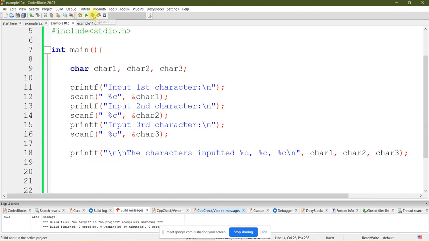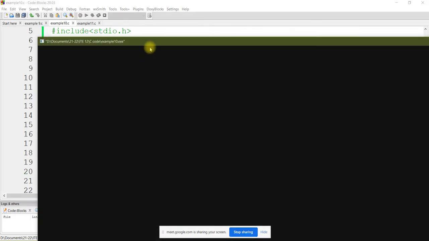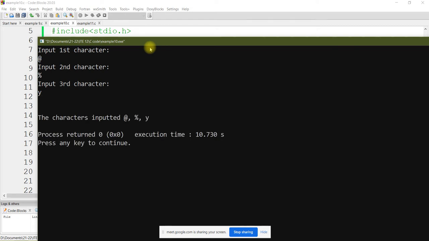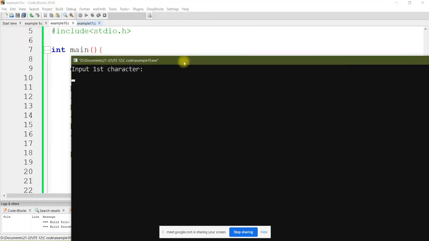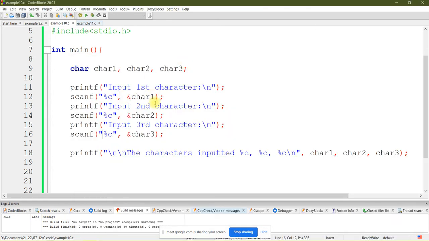Okay, try it again. Okay, so these are the three characters inputted: the at, percent, and y. I only noticed this now. Let's try it again. Oh, it goes straight through.